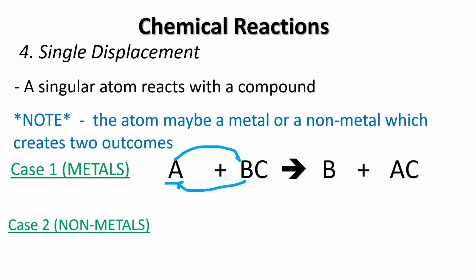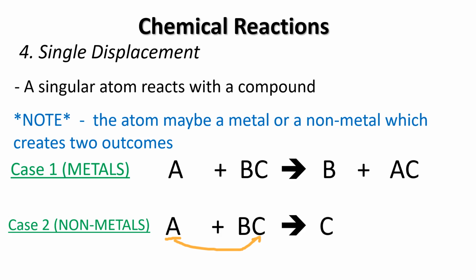Now there's a second outcome, of course, which is that this time A is a non-metal, or an anion. And so this time it's actually going to switch places with C. So you actually get C by itself and then compound BA. So you need to be wary of what the singular lone atom is. Is it a metal? Is it a non-metal? Because they're going to do different things.